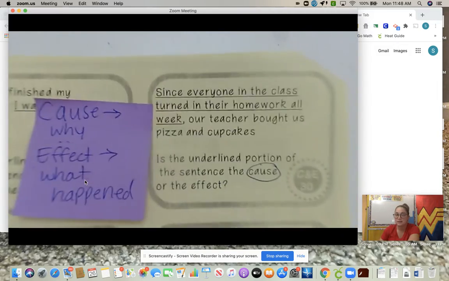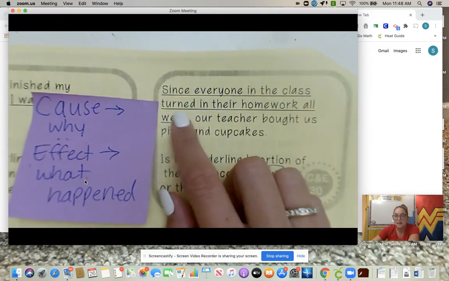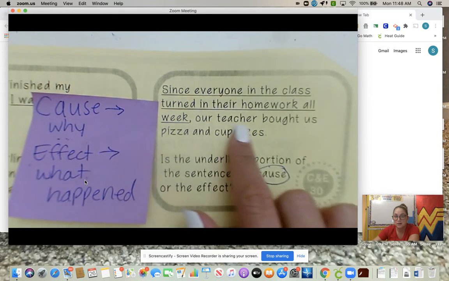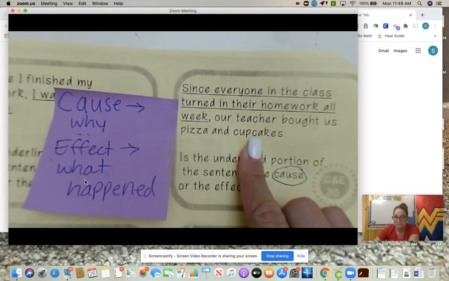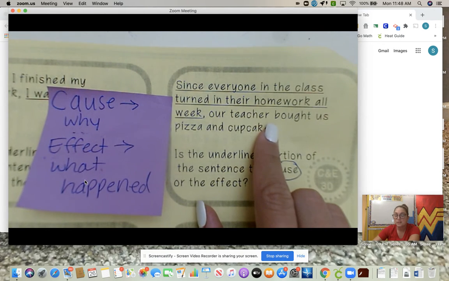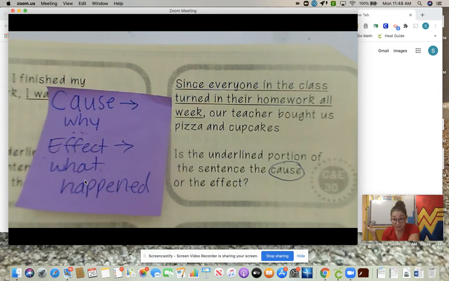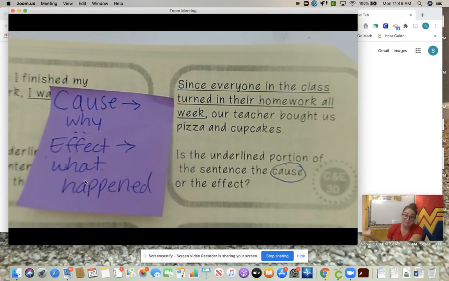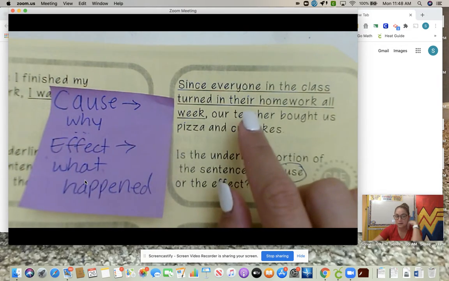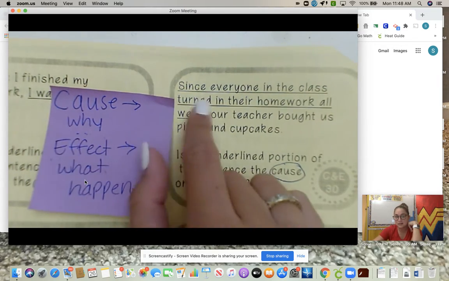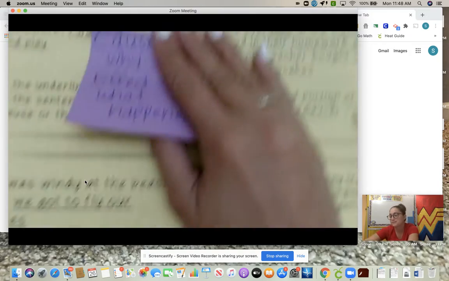Number 30. Since everyone in the class turned in their homework all week, our teacher bought us pizza and cupcakes. Okay? So, your teacher bought you pizza and cupcakes. That's what happened. You got cupcakes and pizza. Why did you, though? Why did you? Oh, because everyone turned in their homework. So that is the cause. The underlined is the cause.